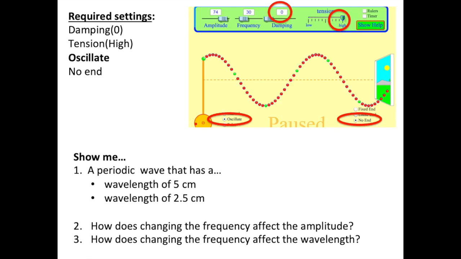Then we played with the oscillating setting and made a periodic wave that had a wavelength of 5 centimeters. So play with the frequency until you get a wavelength of 5, and then change the frequency and get something that has a wavelength of 2.5. And there's the rulers you can use to measure that. 2, how does changing the frequency affect the amplitude? So take a look at that, and then take a look at number 3. When you're done, check back.